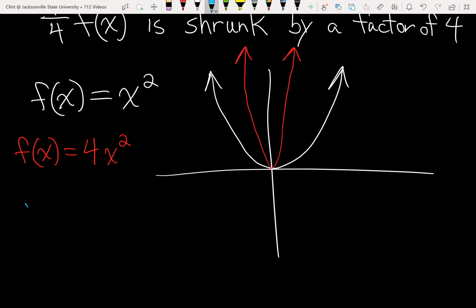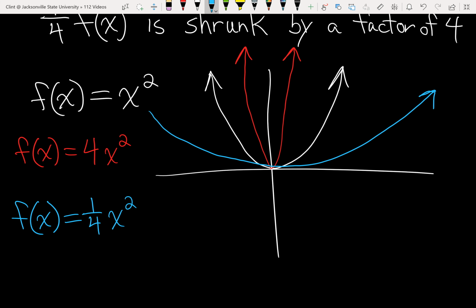And if we did a shrink or compression, it's like if we have 1/4 x squared. It's not a technical term, but it's like it's squished. It's going to be kind of short and thick, like we're pressing down on it. So that would be our shrinking or compressing of our function there.